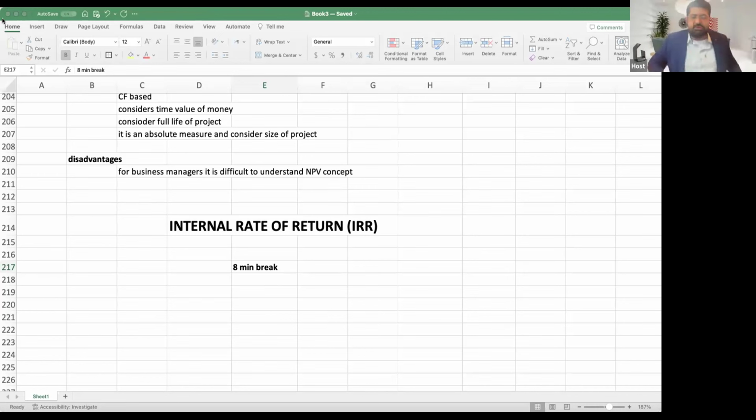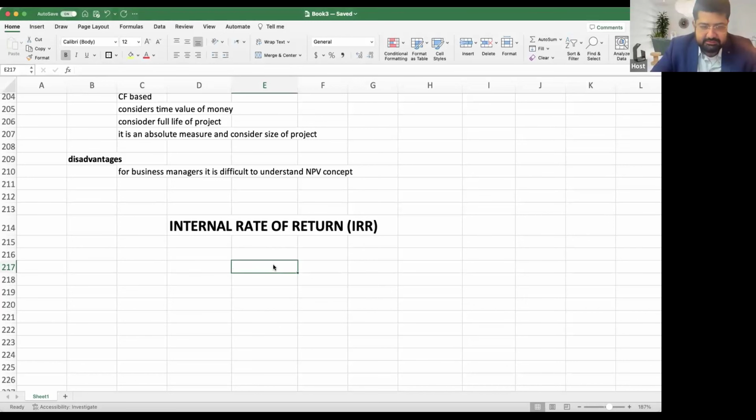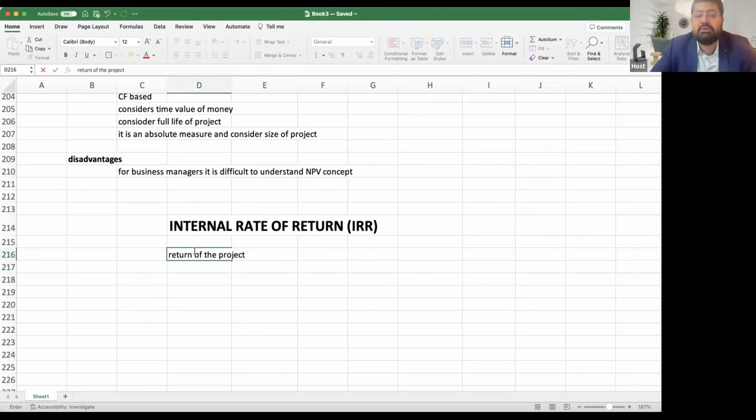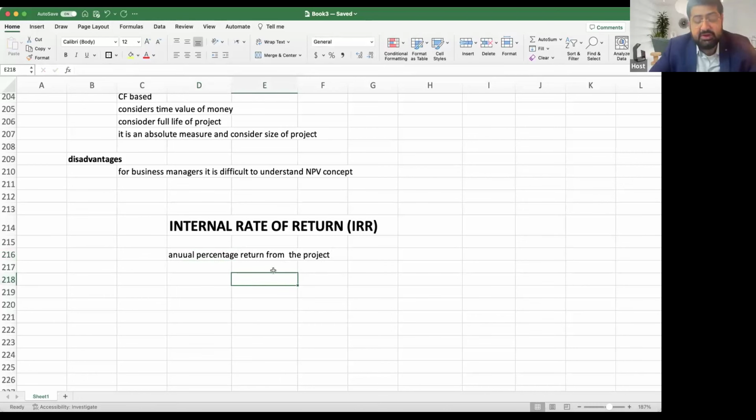Yes, students. Now, the topic is internal rate of return, IRR. Internal rate of return is basically the percentage annual return of the project. What the project is yielding, returning on average. You may have studied other definitions as well, but I am teaching you in another way. IRR is the return of the project, how much percentage this project will annually be giving to us.